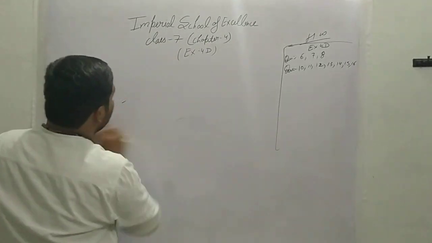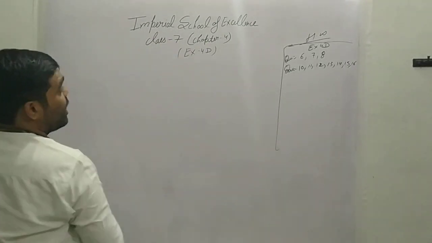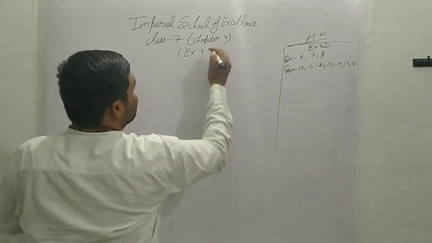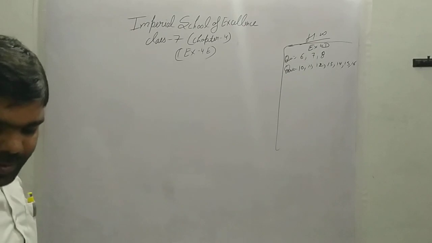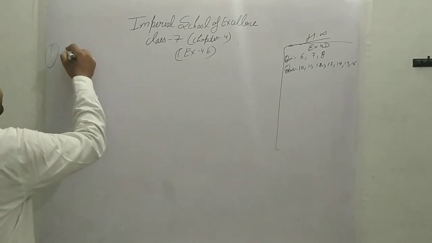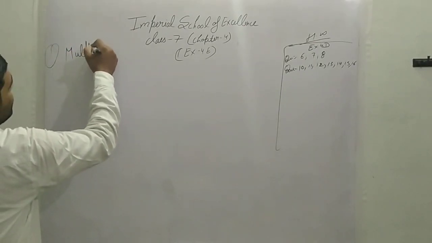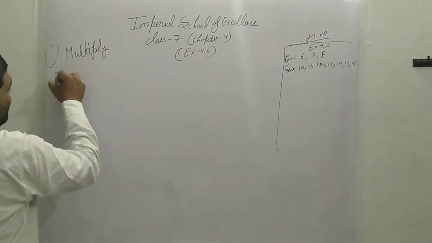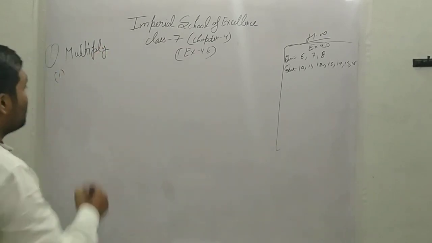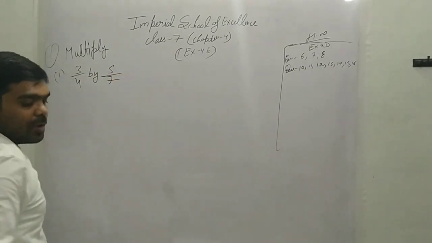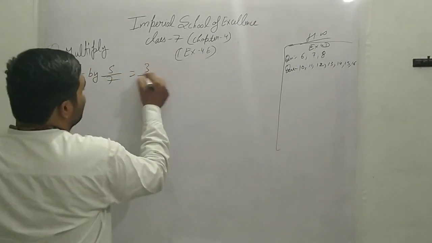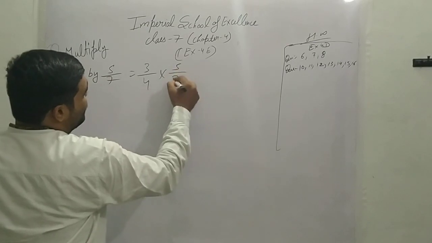Exercise 4E, it is given multiply. First question in this exercise, multiply. Number 1 is given here, 3 upon 4 by 5 upon 7. You have to do nothing in this question. 3 upon 4 multiply by 5 upon 7.